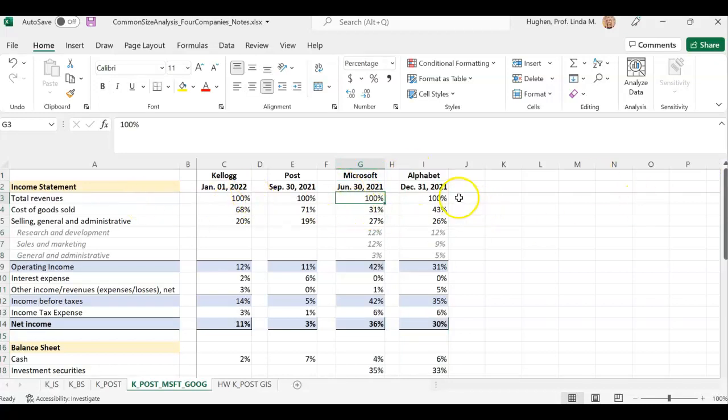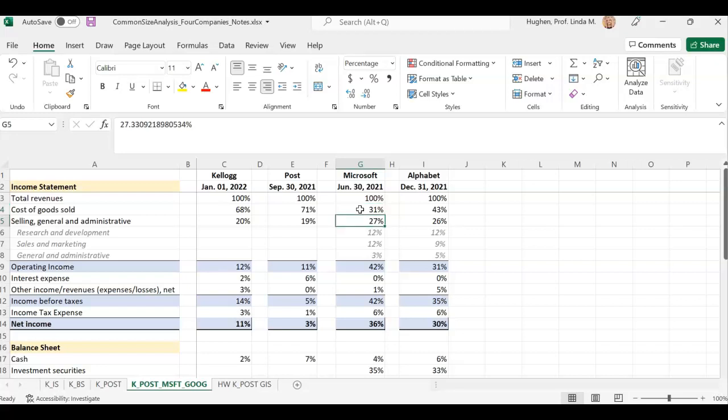So starting with the income statement, cost of goods sold. So we said that Post cost of goods sold was quite a bit higher than Kellogg, but compare them to Microsoft and Alphabet. So we can see Microsoft has significantly lower cost of goods sold, which is very good for the company because that's going to flow through to their profitability of their net income as a percentage of sales.